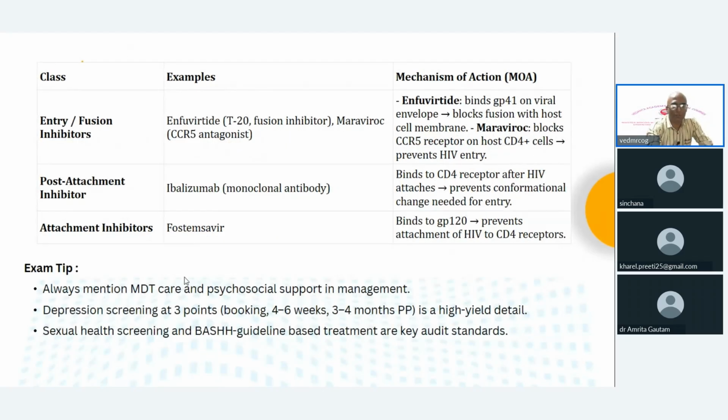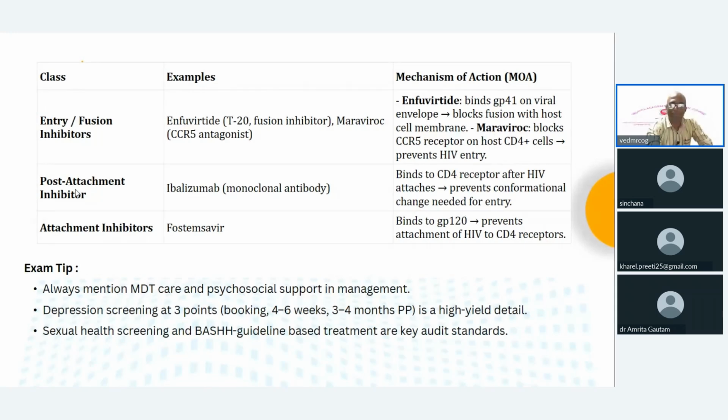Then other classes are entry or fusion inhibitors, in which you have enfuvirtide and maraviroc. Enfuvirtide is a T20 fusion inhibitor, and maraviroc is a CCR5 antagonist. Enfuvirtide binds to the GP41 on the viral envelope. It will block fusion with the host cell membrane. And maraviroc blocks the CCR5 receptor on the host CD4 cells and prevents HIV entry.